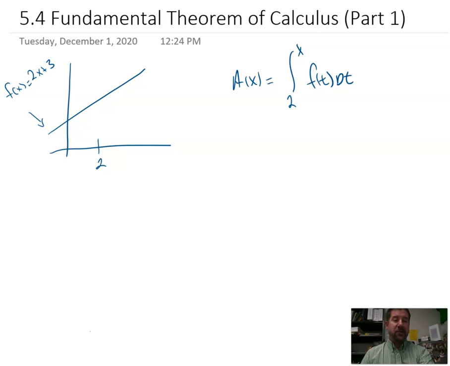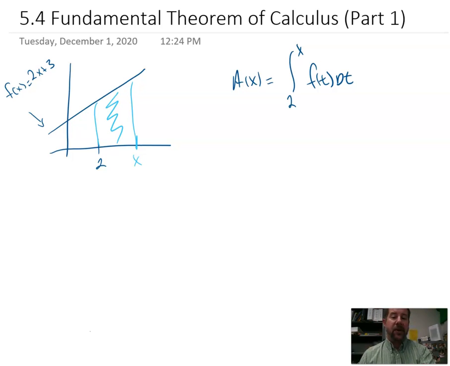The reason we have to switch to a t in our area function here is because we're already saying that x is the place we're going to stop for our area, right? This is the area under the curve from 2 to x. And so we have to change this variable, and we call it a dummy variable. All right? But what our area function is representing is the area from 2 to x. Okay? So that is this area here underneath the curve.